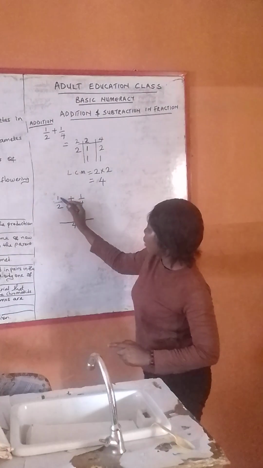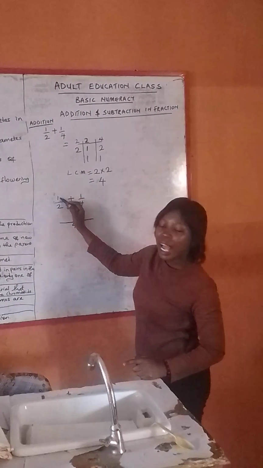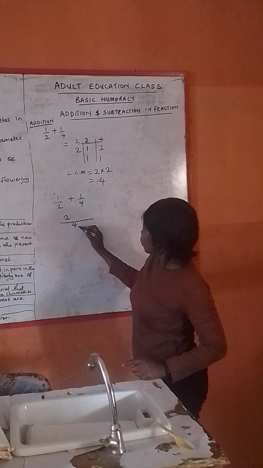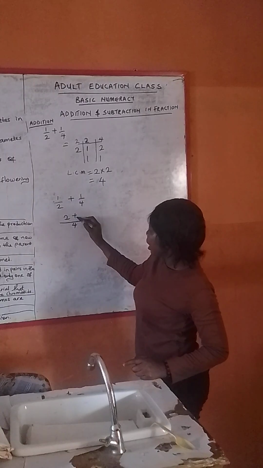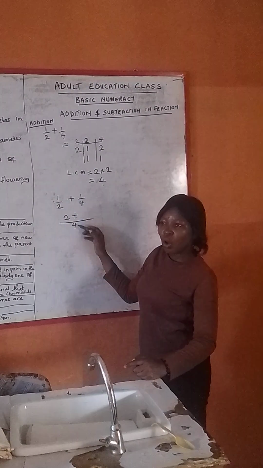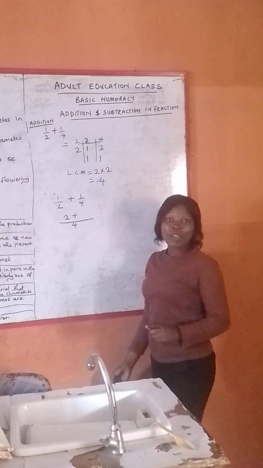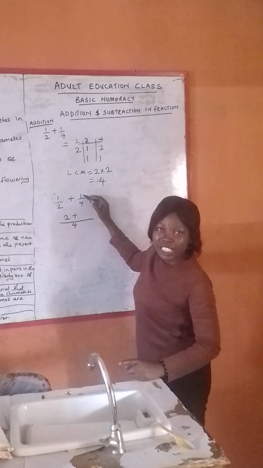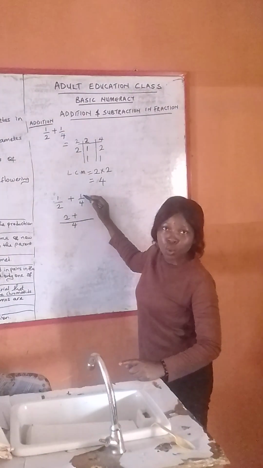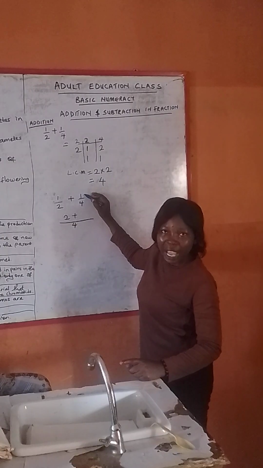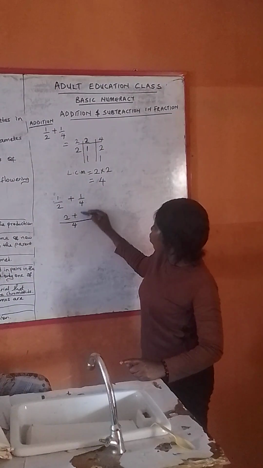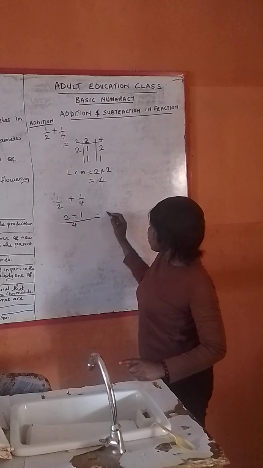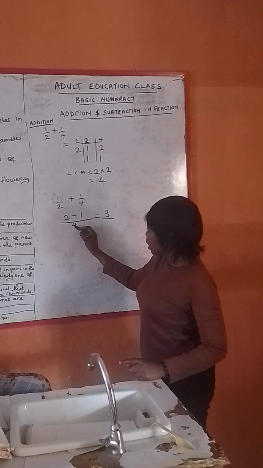That 2 is multiplied by whatever is up here. And 1 is here, so it will be 2 times 1, which is 2. Plus, you bring it here. How many times can 4 divide 4? 4 can divide 4 in just 1 time. That 1 times 1 here is 1. Now you add it together. 2 plus 1 is 3 over this 4.